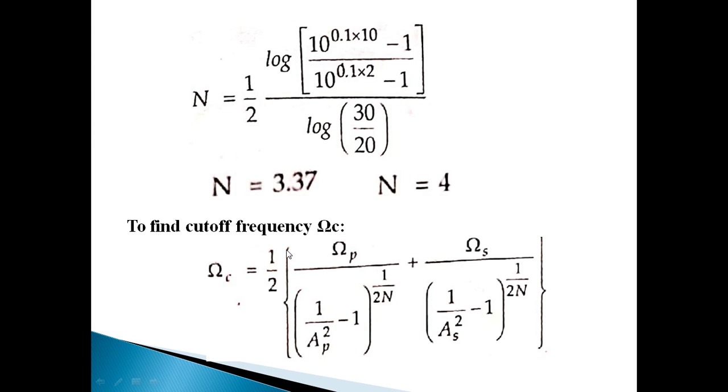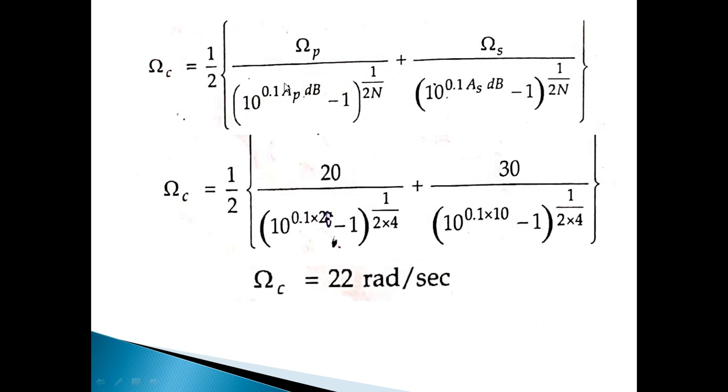Next, they haven't given a cutoff frequency, so we need to calculate the cutoff frequency, because they have given omega p and omega s here. And see here, they are given Ap and As values in dB, so it must be in the form of omega p divided by (10 power 0.1 Ap in dB minus 1) whole power 1 by 2N, omega s divided by (10 power 0.1 As in dB minus 1) whole power 1 by 2N. So substitute the values of omega p, Ap, As, omega s. You will get omega c after simplifying this expression using your calculator. So you will get the omega c value as 22 radians per second.